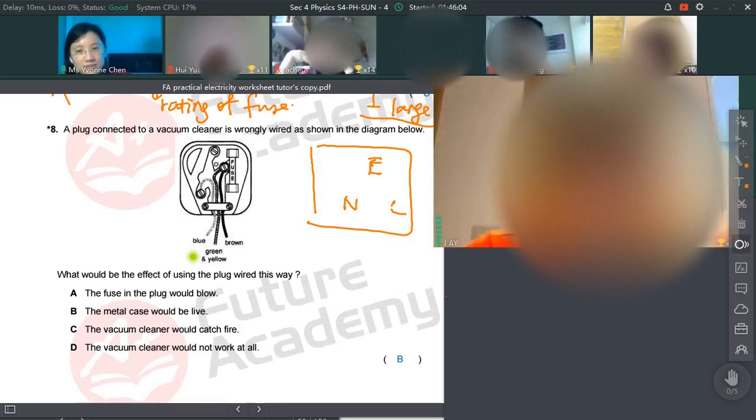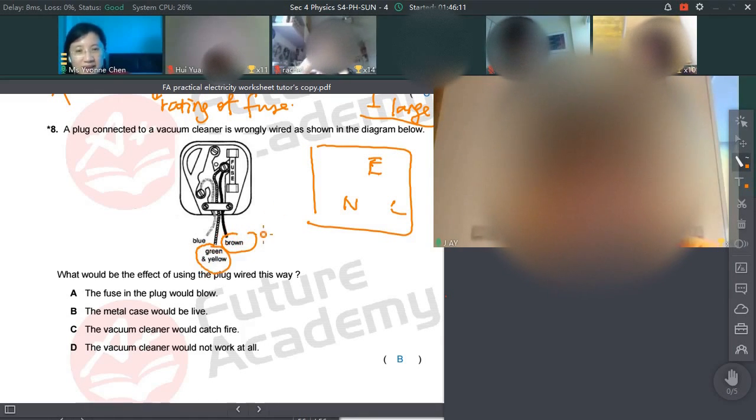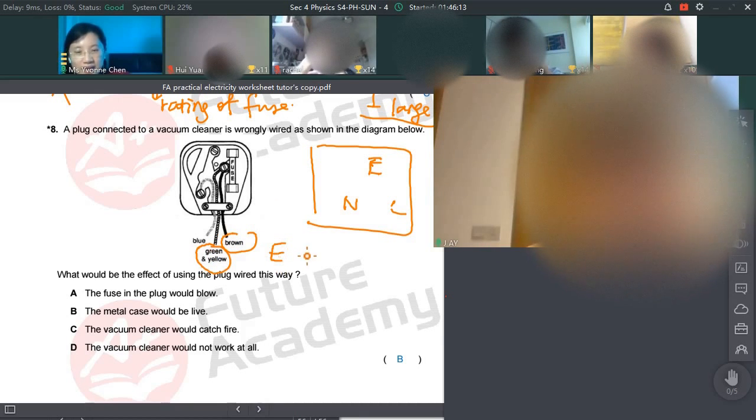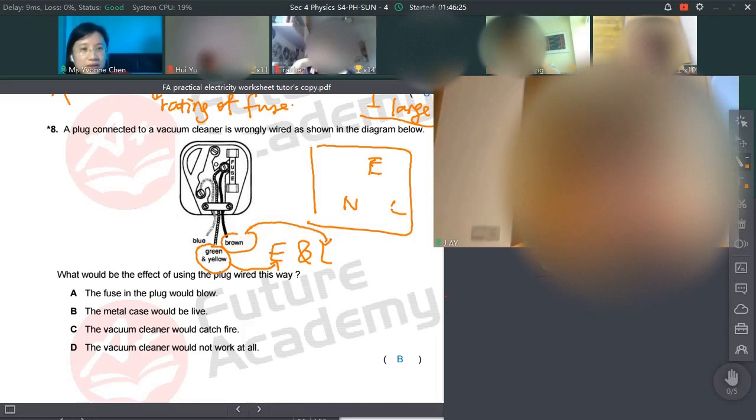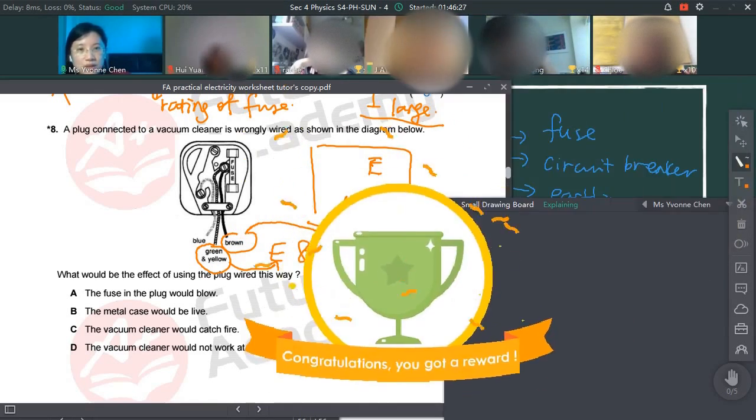Is it the brown wire touching the casing? So it's the brown wire and the green yellow wire are together. So the green yellow is the earth wire. The brown wire is the live wire, right? Okay, thank you. Yeah, so that's the problem.